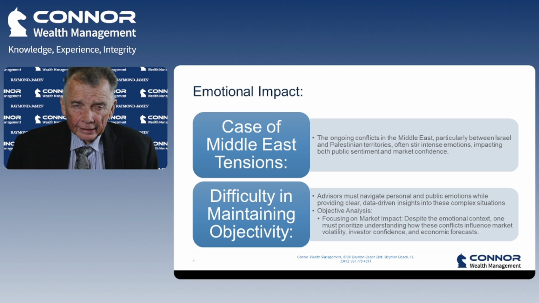It is difficult to maintain objectivity, but I want you to look at this. My job as an advisor, we've got to navigate personal and public emotions while at the same time providing clear, data-driven insights into what can only be described as very complex situations. We've got to maintain objectivity. In my opinion, here is the only way to do it: go back, look through history, and see what actually happened. Not what I think or he thinks or someone speculates. History is what it is.